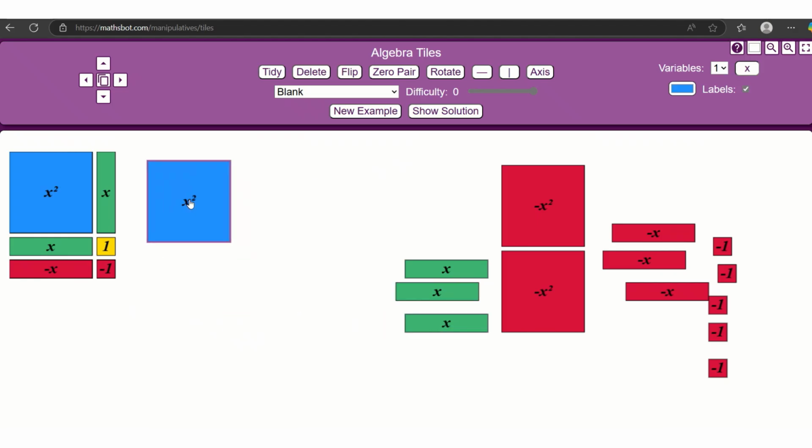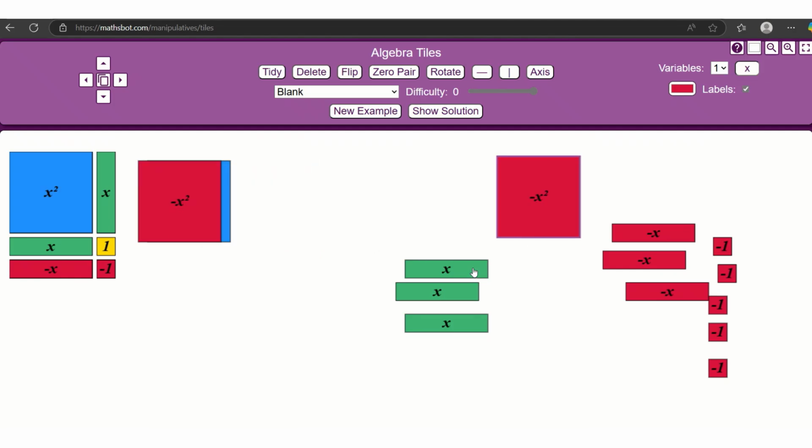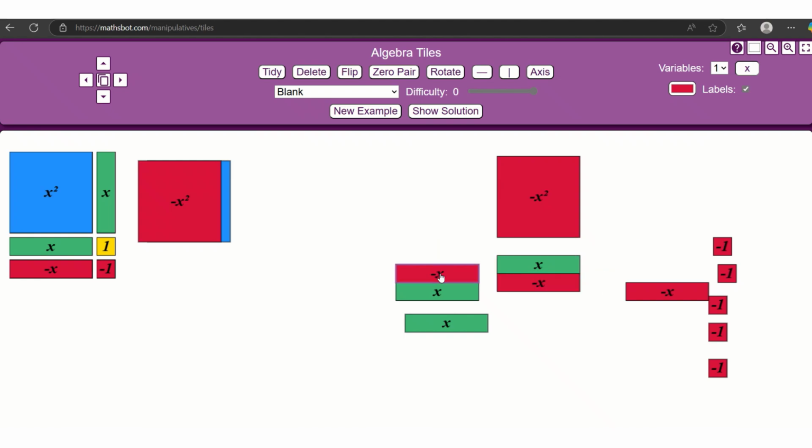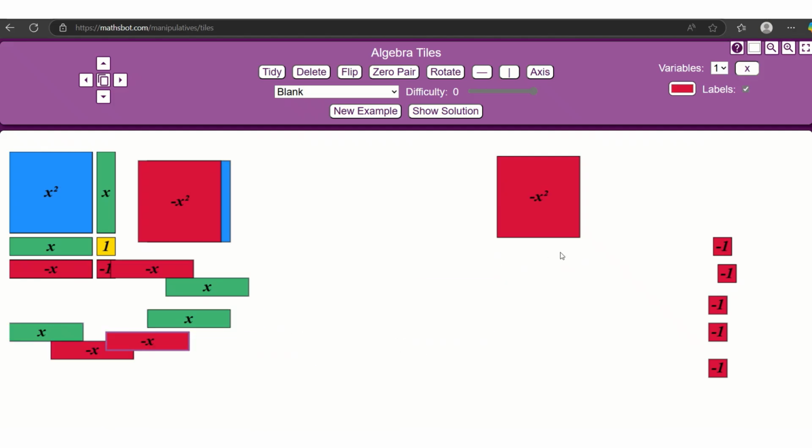Well, now I've got a 0 pair with my x squareds. So x squared minus x squared is 0. Then we've got 3 pairs here of x's. Okay. X minus x is 0. And so we can kick all of those out. And what I am left with is negative x squared minus 1, 2, 3, 4, 5.